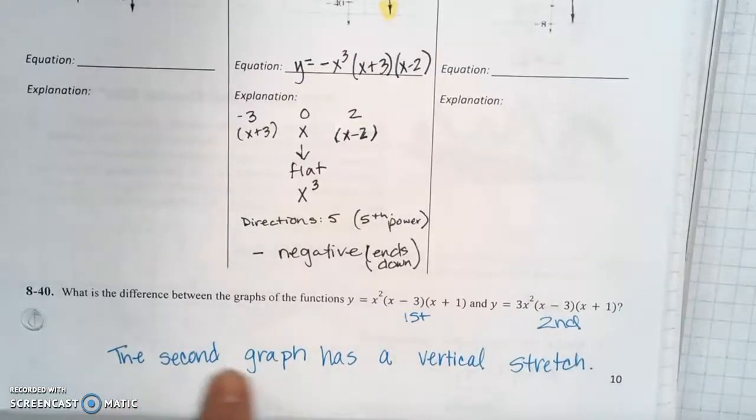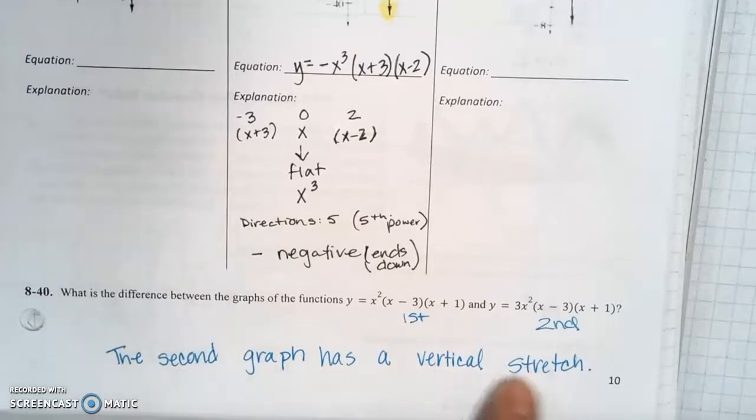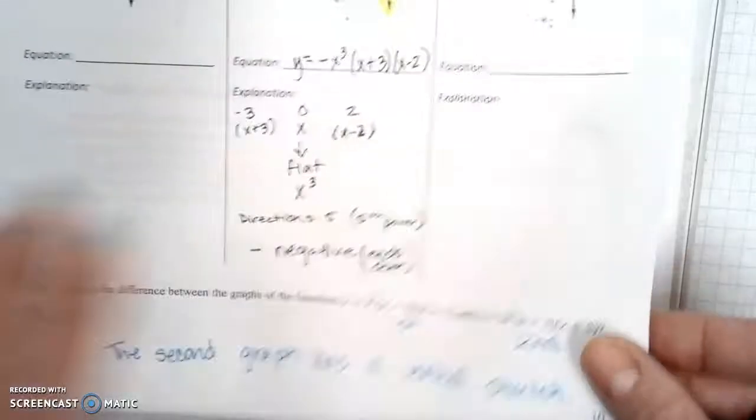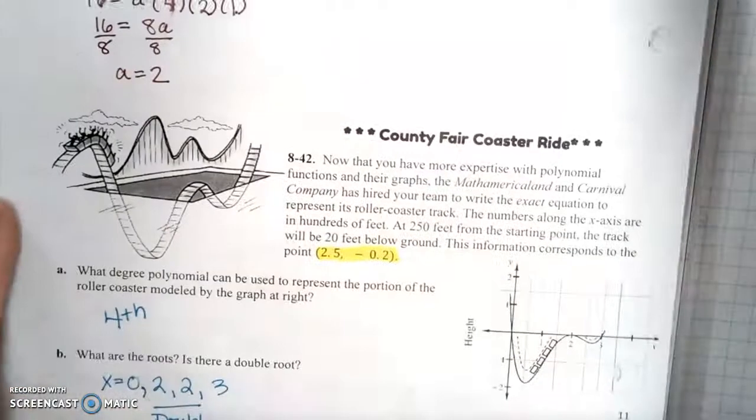It means that the second graph is going to have a vertical stretch. Okay? But pretty much the rest of the graph is essentially the same shape. That second one's just going to grow a lot faster. Okay? Any questions on 40? Anybody still writing? No? Okay, flip over to the top of page 11.